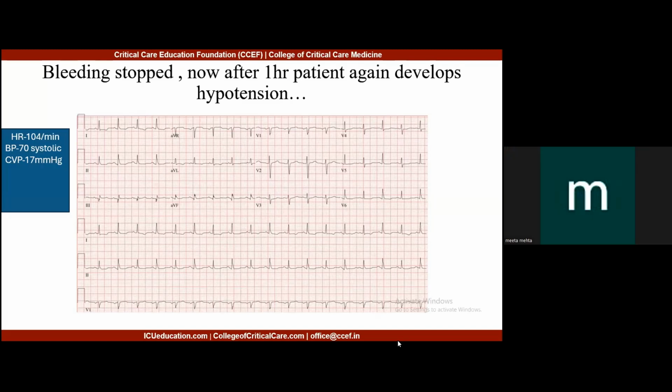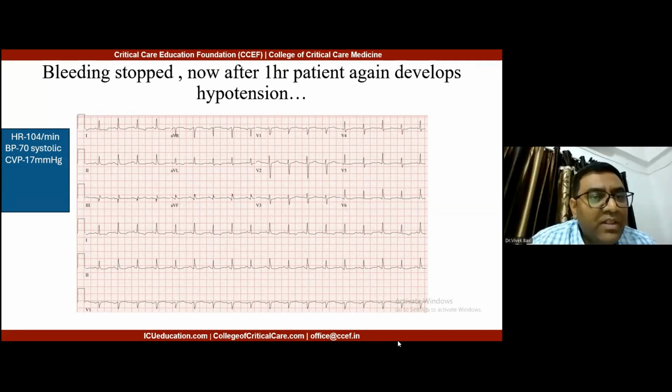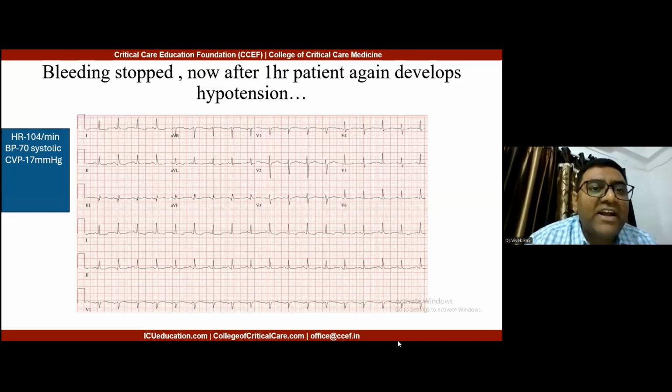Ved Prakash, bleeding has stopped now. So how can bleeding be responsible for hypotension? So most of you correctly said, low voltage, electrical alternans, likely pericardial effusion and causing cardiac tamponade.